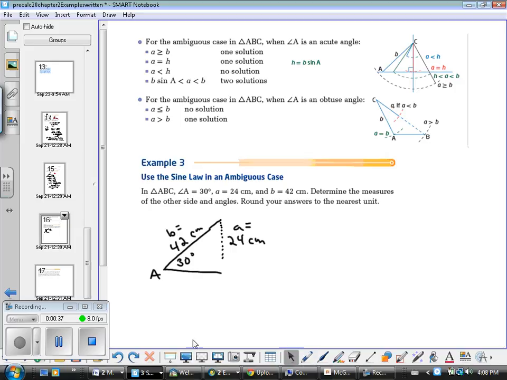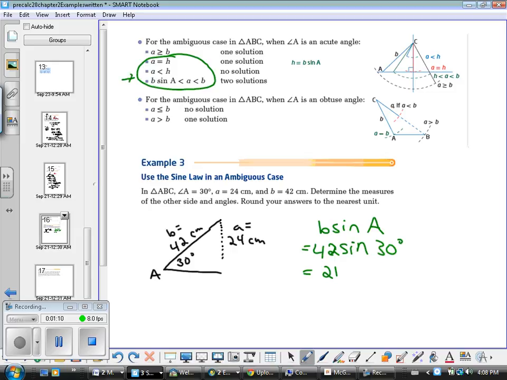Okay, so we can look right back up at our guide here, and we can see that A is not greater than B. So we're going to have to compare it to H, which is B sine A. B sine A is going to be 42 times sine 30, or 21. So we'll look up here and see where our A value fits in. It's actually greater than B sine A and less than B, so we're going to have two solutions.